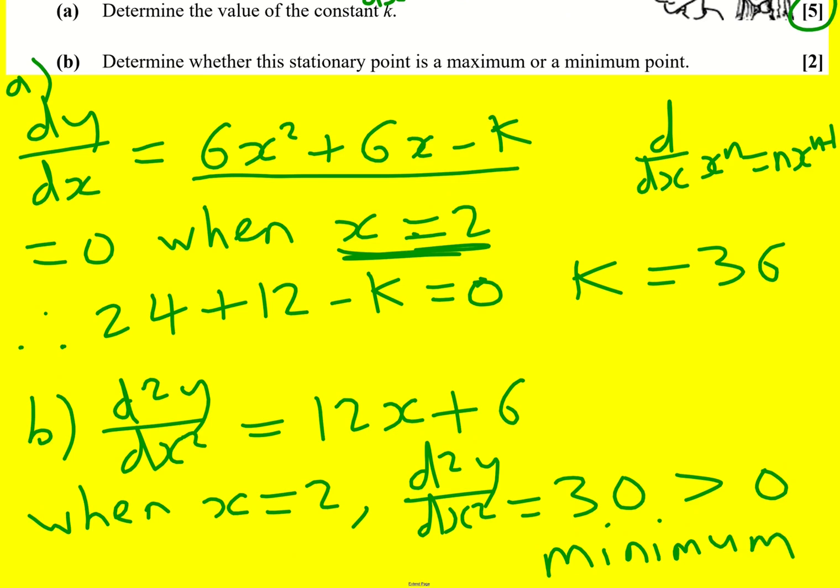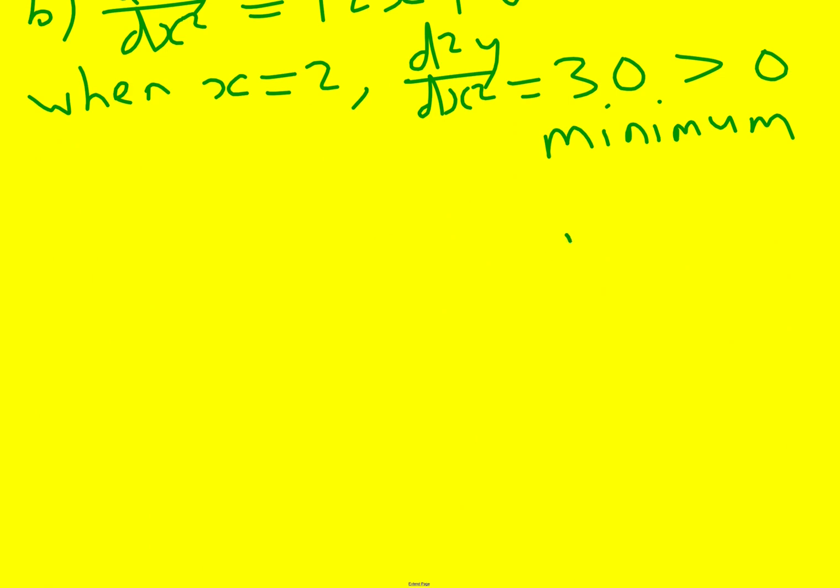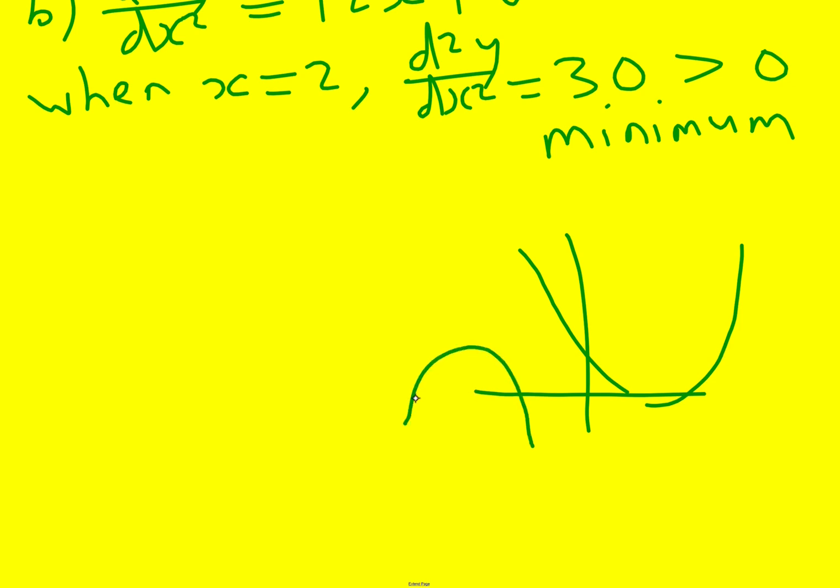Just quickly, I'm not going to go into detail on this, but why does it mean it's a minimum? Well, because the second derivative is positive, it means around the stationary point, the gradient itself is increasing, which is what happens for a minimum, as opposed to a maximum, where the gradient itself is decreasing. That's why the second derivative would be less than 0 there.